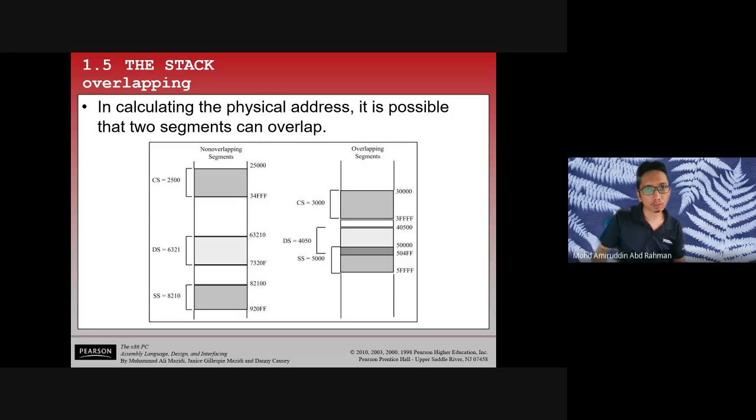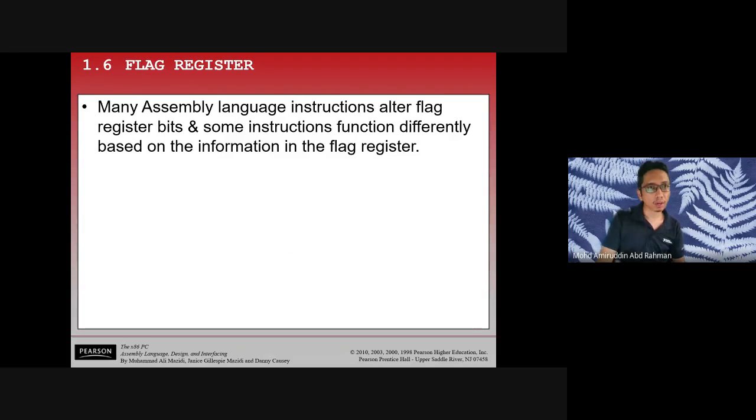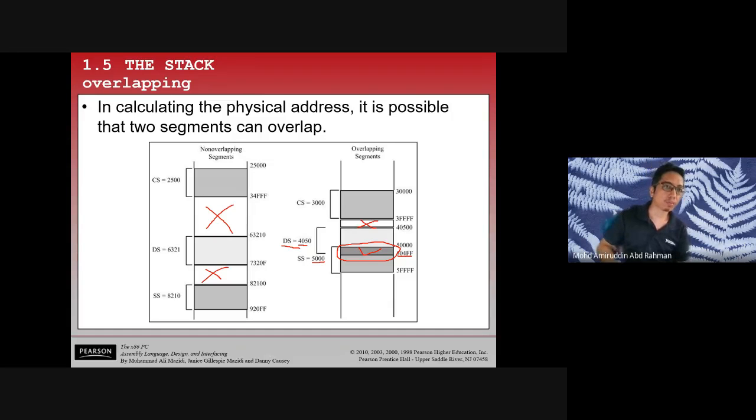Okay, so here it is not overlap, right? Here there is no overlap. Here is also no overlap, but here it is overlap. So you see the maximum range of DS 4050, it is this one, 54504FF, okay? But when the lower range of SS is 500, which is lower than this, it will be overlap. So that is the overlapping segment. That's an example of the overlapping segment.